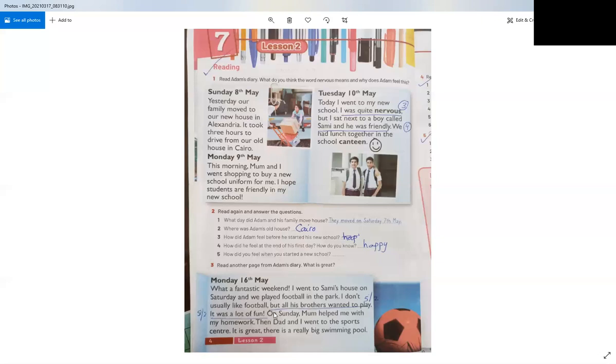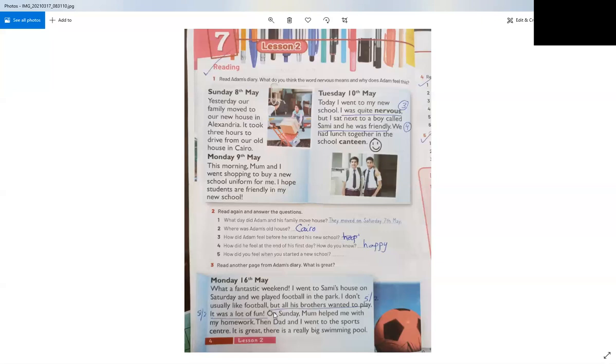Now let's turn to another day in his diary. Monday, the 16th of May. What a fantastic weekend. I went to Sammy's house on Saturday and we played football in the park. I don't usually like football, but all his brothers wanted to play. It was a lot of fun.